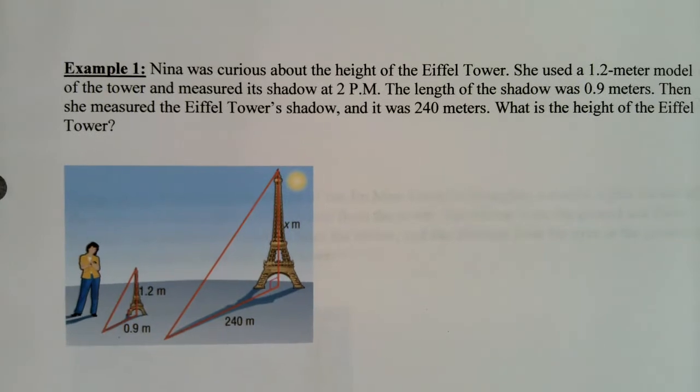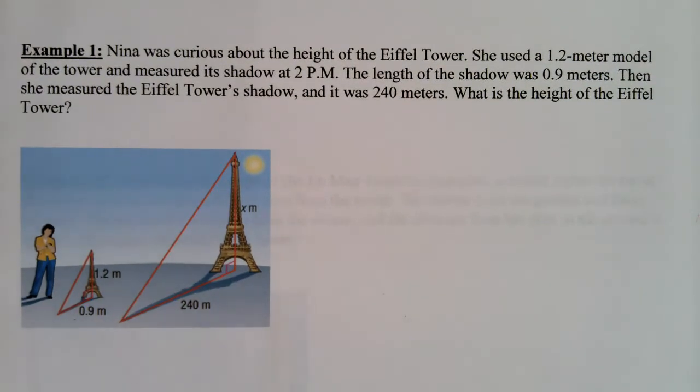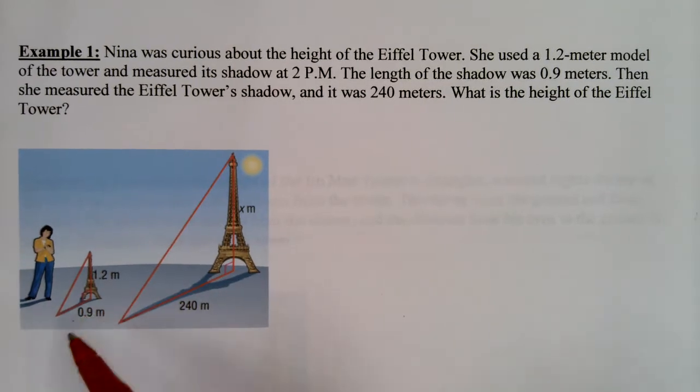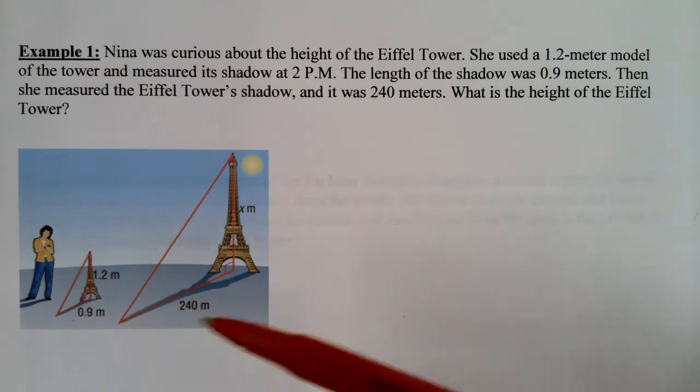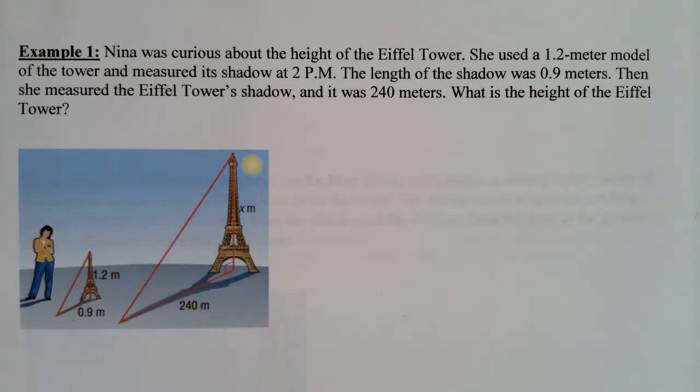So here's example one. Nina was curious about the height of the Eiffel Tower. She can't measure that directly because it's too tall. But what she's going to do is use a 1.2 meter model of the tower, and she measured its shadow at 2 p.m. The length of the shadow was 0.9 meters. Then she measured the Eiffel Tower's shadow, and it was 240 meters. What is the height of the Eiffel Tower?